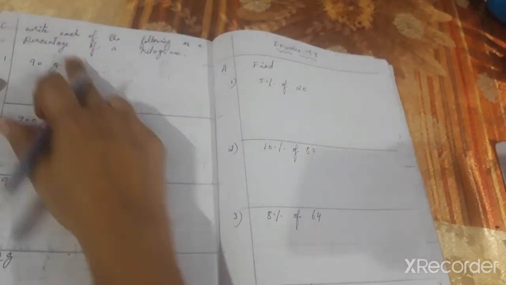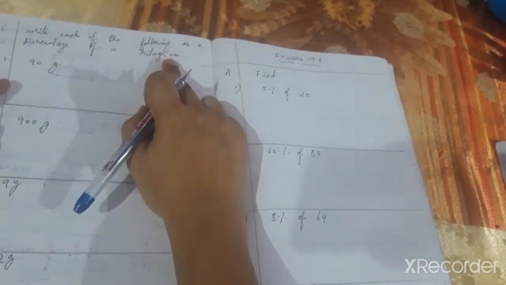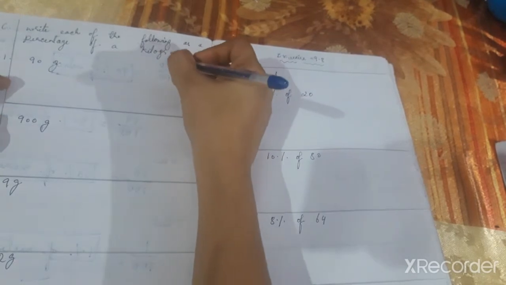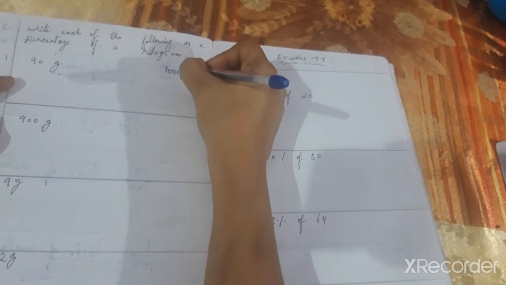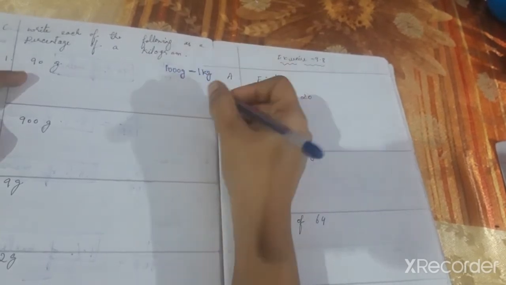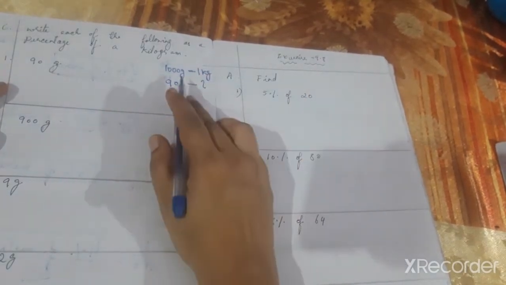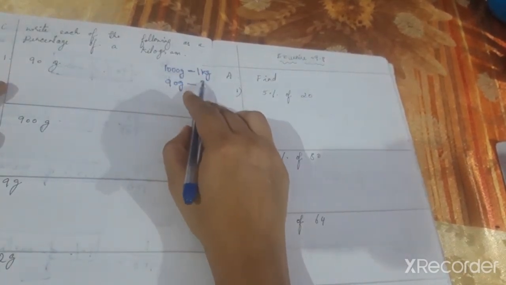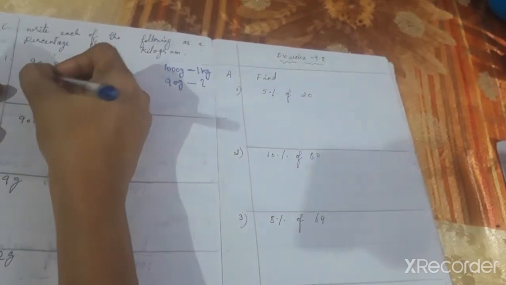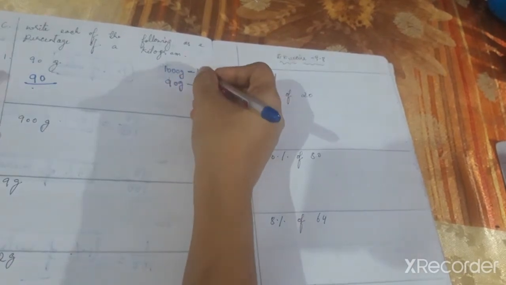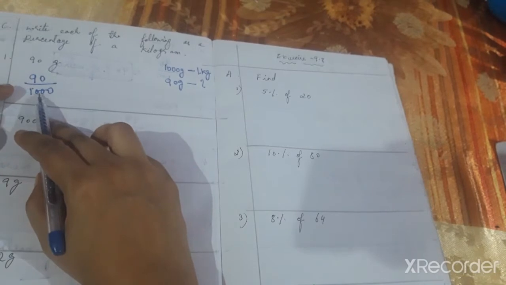So now write each of the following as a percentage of a kilogram. Here grams are given. Now we have to convert into percentage of kilogram. So find the standard measurement: 1000 grams is equal to 1 kg. So here 90 gram is equal to question mark. Cross multiplication means 90 into 1 divided by 1000. So to convert grams into kg, we have to divide by 1000.